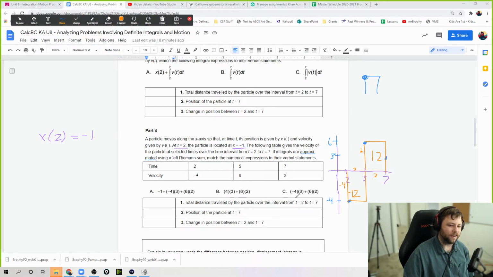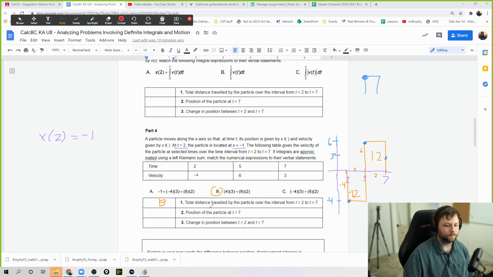Now we have some equations. Let's match them up. The total distance traveled by the particle over the interval. Remember, distance traveled is the absolute value of this. So it's going to be this +12 plus another +12. I'm going to be dealing with positive values here. That's going to be B.